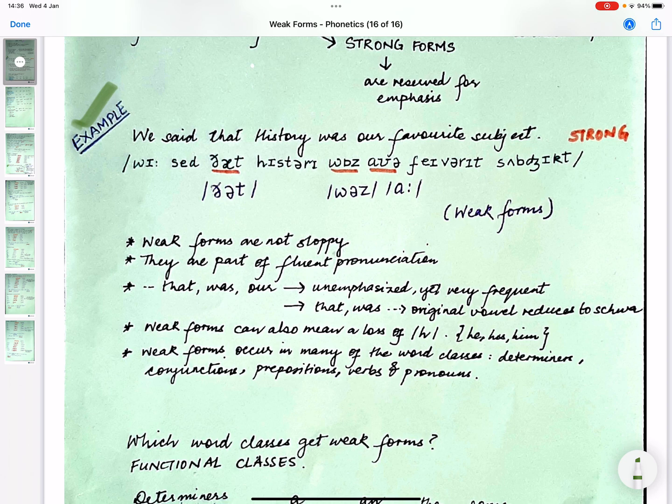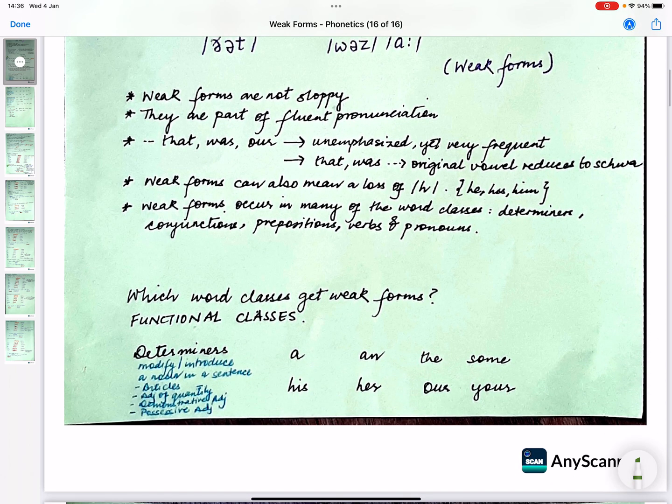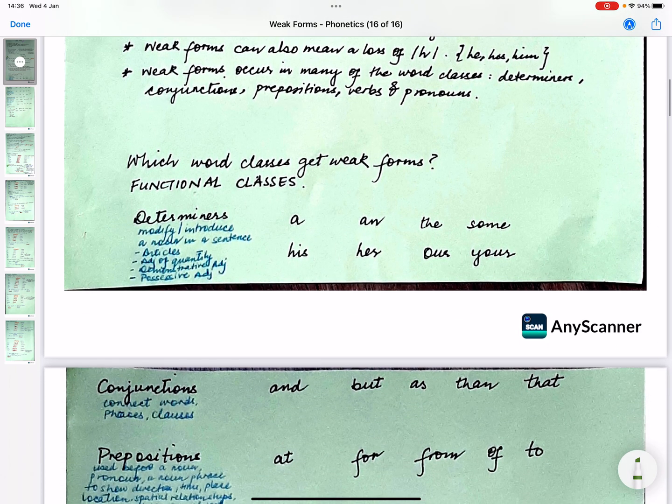In the case of that and was, you can see that the original vowel reduces to a schwa, but that's not the only thing that leads to a weak form. Weak forms can also mean a loss of the H phoneme, as in his, he, him. Weak forms also occur in many of the word classes like determiners, conjunctions, prepositions, verbs, and pronouns. So which word classes get weak forms?